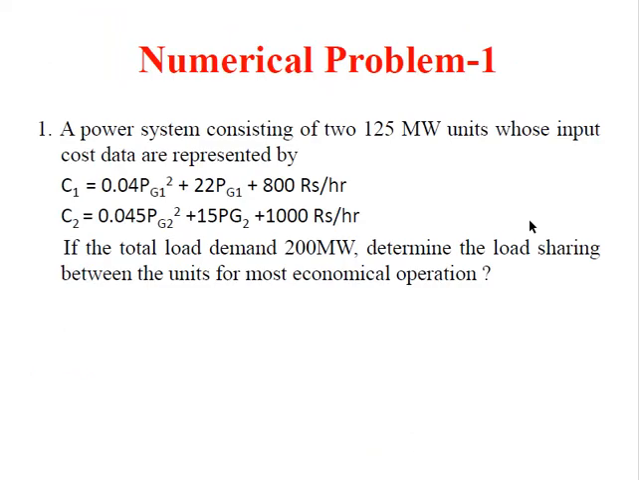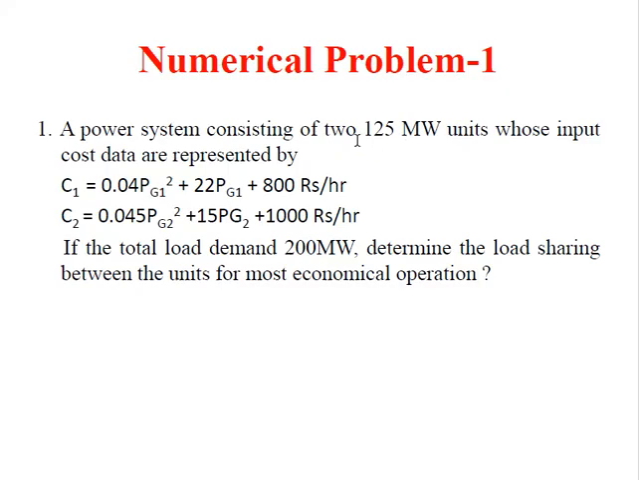A power system consisting of two 125 megawatt units whose input cost data are represented by C1 and C2 equations. If the total load demand is 200 megawatt, determine the load sharing between the units for most economical operation. So from the given data, we can find out the maximum limit of the individual plant.